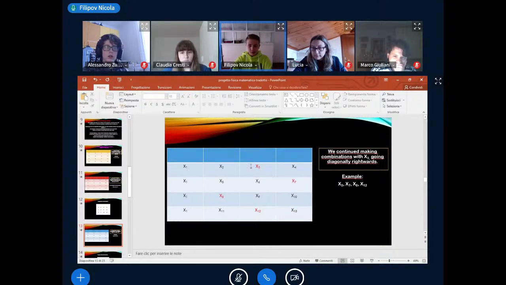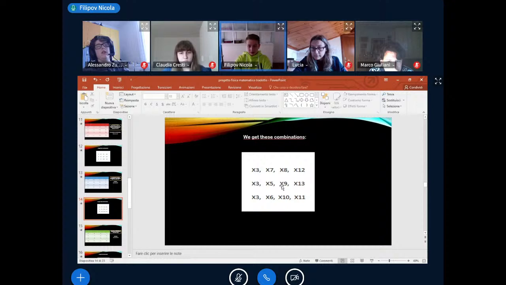To find the third combination of cards, we put x3 in all the cards, and this time we used another pattern where we go diagonally rightwards. So we go down by 1 box, and then we go across to the right for another box. So we found these 3 cards composed of these symbols: x3, x7, x8, x12; x3, x5, x9, x13; and x3, x6, x10, x11.